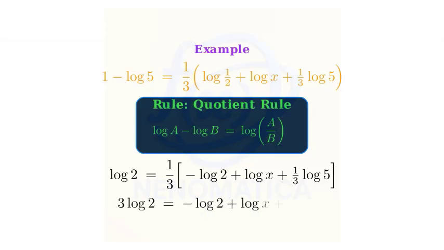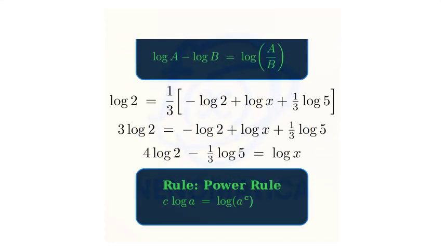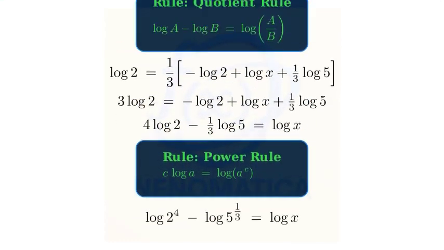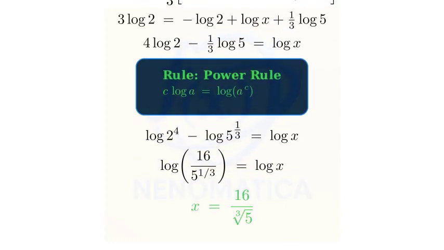Step 2. Multiply both sides by 3 to remove the 1/3. Step 3. Move the negative log 2 to the left and collect like terms. Step 4. Use the power rule to send coefficients into exponents. Power rule card. Step 5. Combine the difference of logs as one log of a quotient. Step 6. Since the logarithms are equal, their positive arguments are equal. Therefore, x equals 16 divided by the cube root of 5.